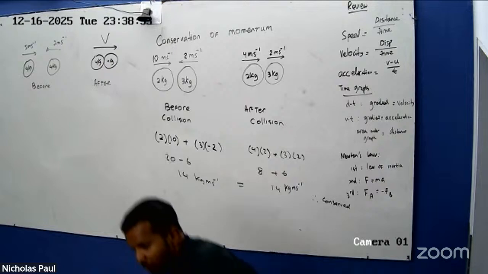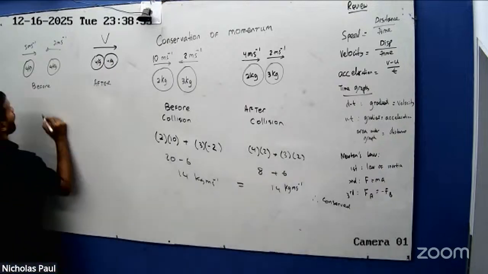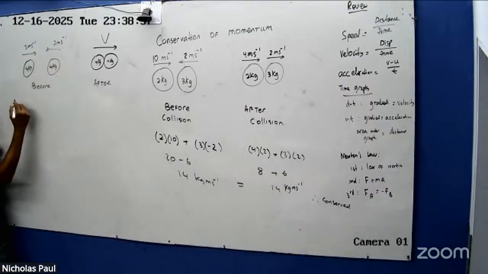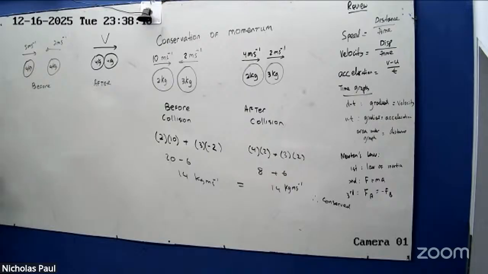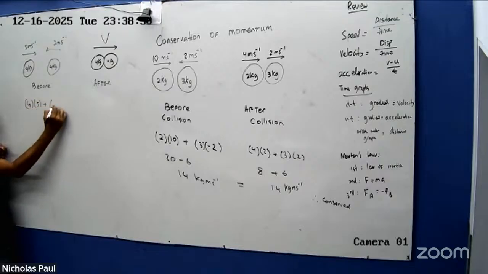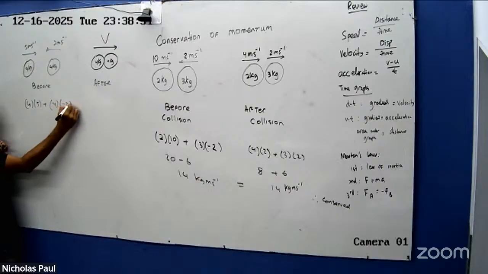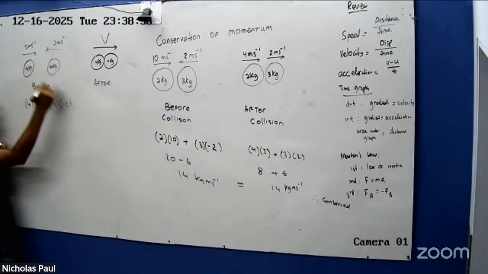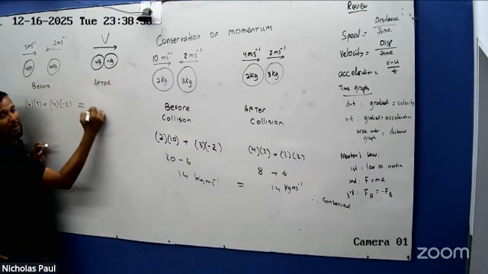Right, some people have started, so that's good. So what's the momentum here? What's the momentum here, Elena? 4 by 5. 4 by -2, nice, because it's in the opposite direction. And what's the momentum here?